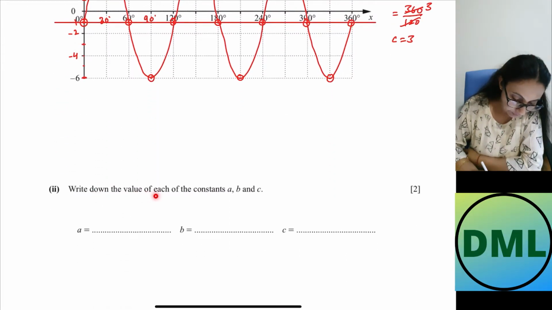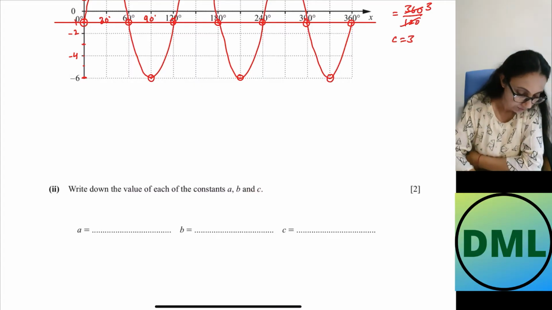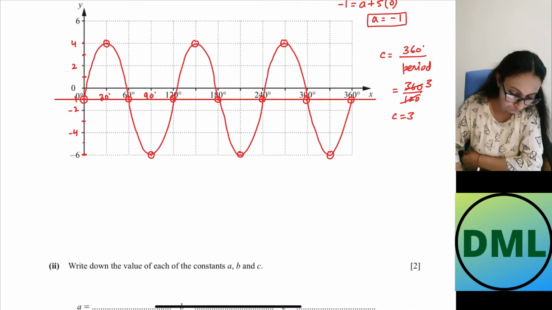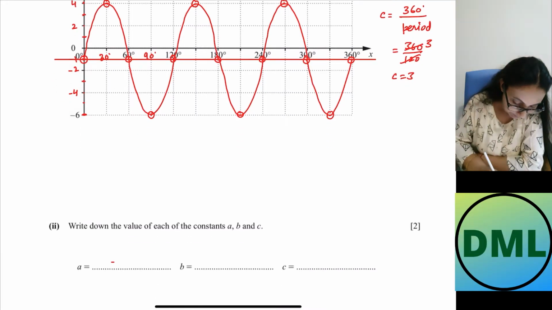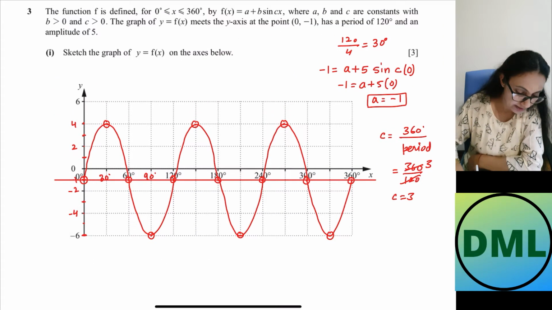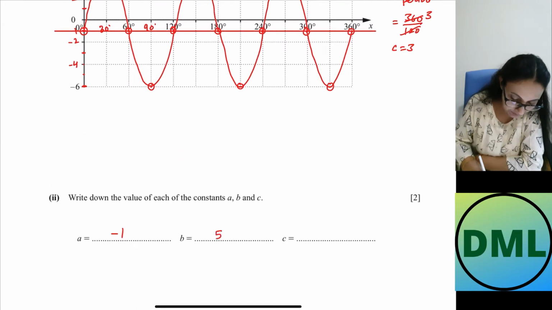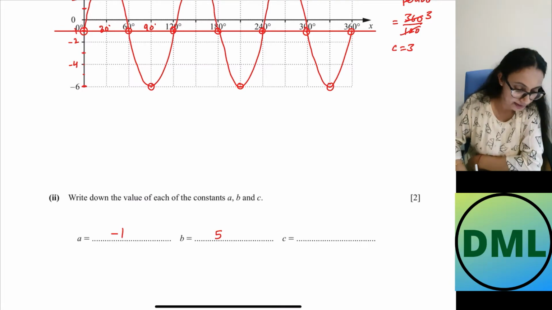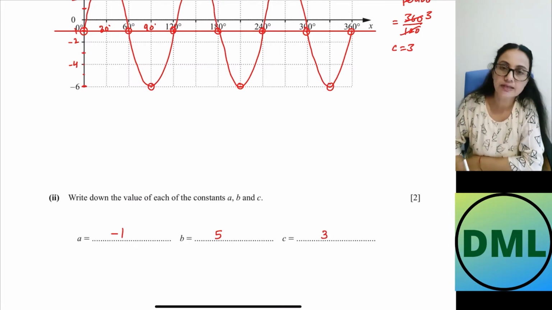Write down the value of each of the constants A, B and C. What is the value for A? The value for A is -1. The value for B is how much? The value for B is the amplitude which is 5 here. So the value for B is 5. The value for C is 3 here. Let's see one more example.